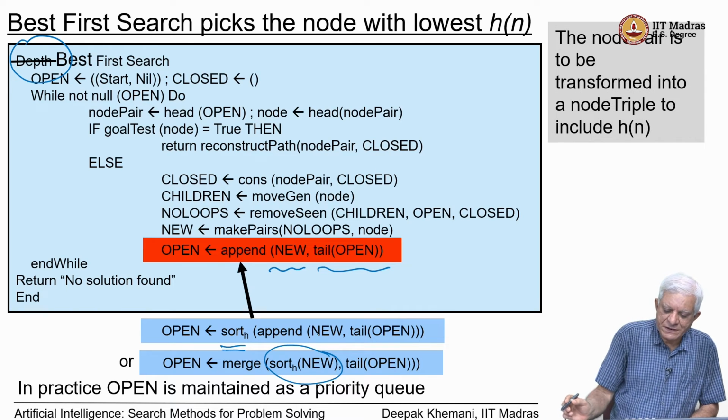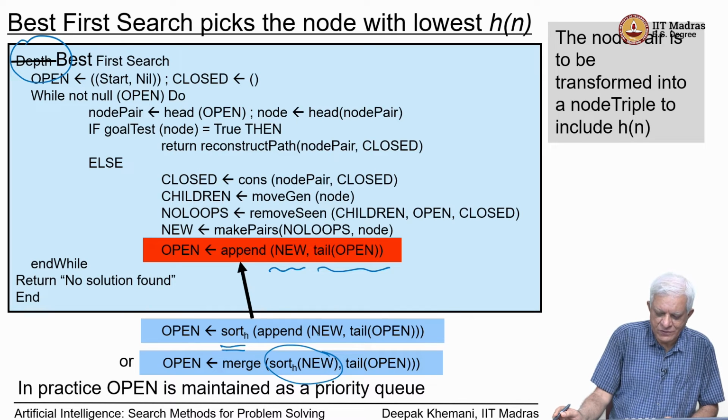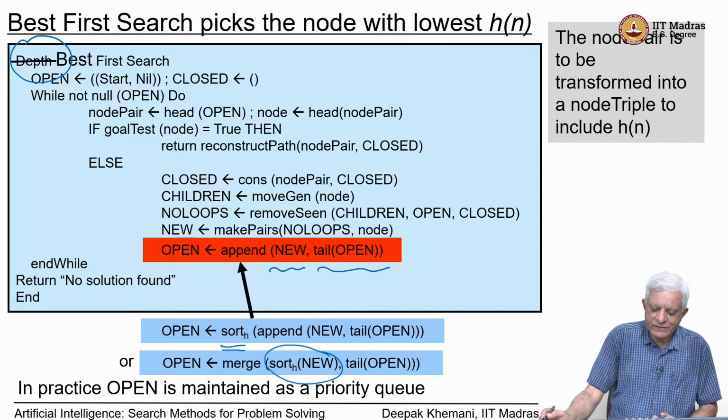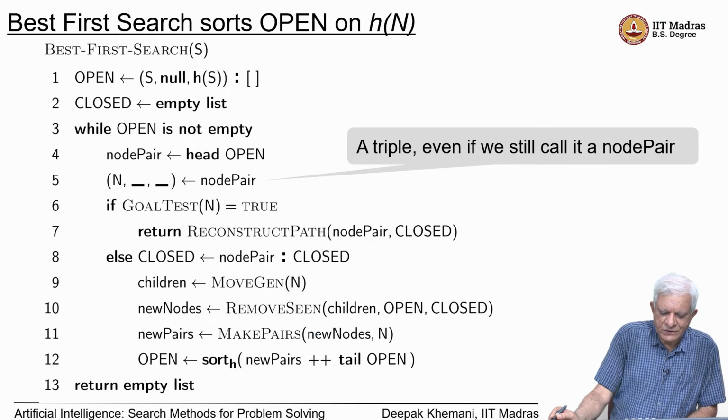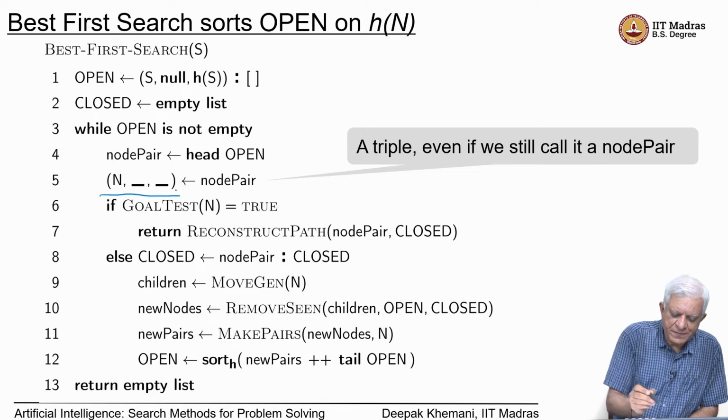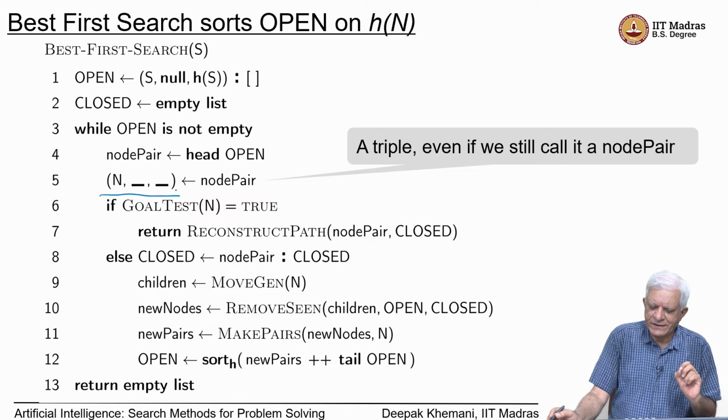We are still using the same terminology of calling our constituents of open and closed as node pairs, but in practice we will have to modify them into triples, because we want to include the heuristic value with every node essentially. So, this is how the new algorithm looks. Everything else is different, except that now we have a triple. Instead of having a node and its parent, we have a node and its parent and its heuristic value essentially. And we assume that we can manipulate this triple.